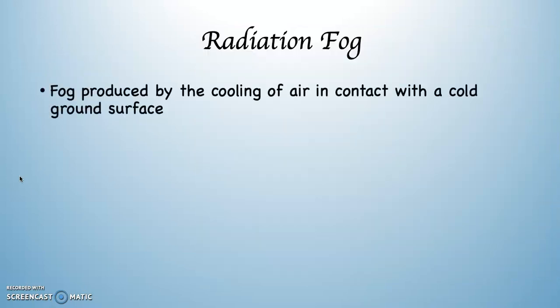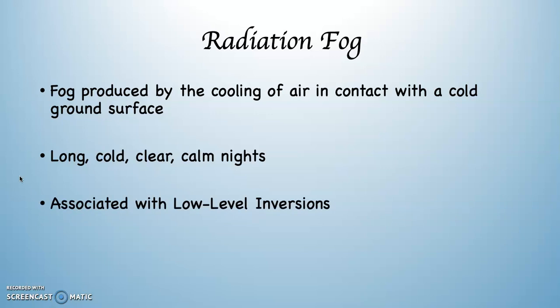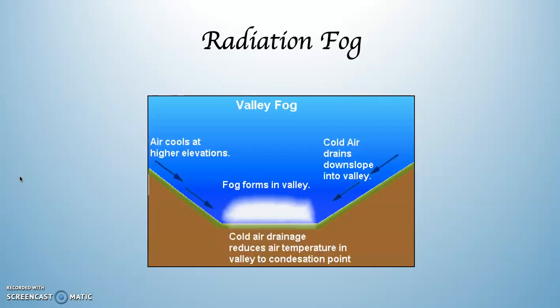The second one is radiation fog. This is fog produced by the cooling of air in contact with a cold ground surface. This occurs on long, cold, clear, calm nights. It's generally associated with low-level inversions. And in California, we often refer to this as valley fog or tule fog, but again, these are vernacular terms. The technical scientific name is radiation fog.